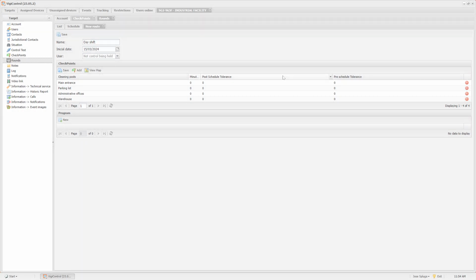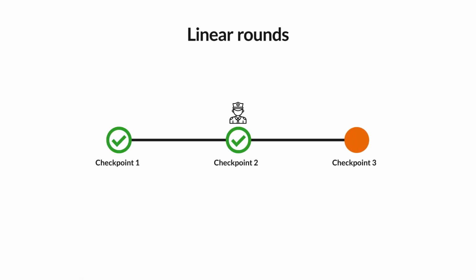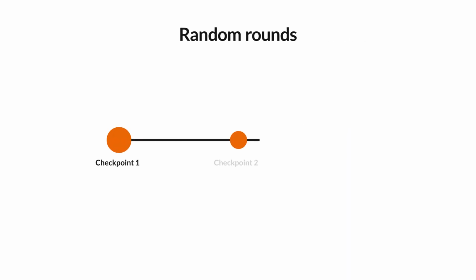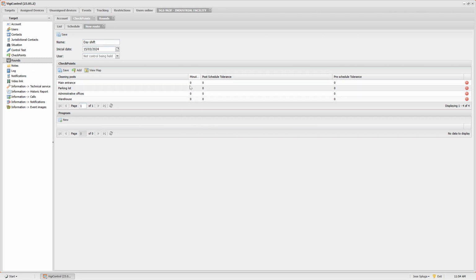There are two types of rounds: linear rounds, where checkpoints must be visited in a specific order and at specific times, and random rounds, where checkpoints must be visited at least once during the round in any order or time chosen by the guard. Let's see how to set up a linear round.